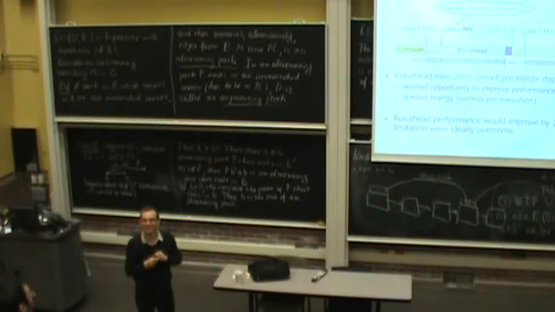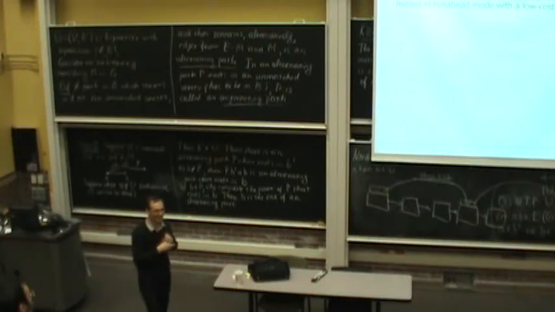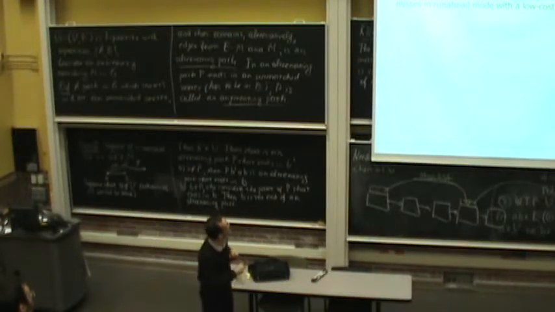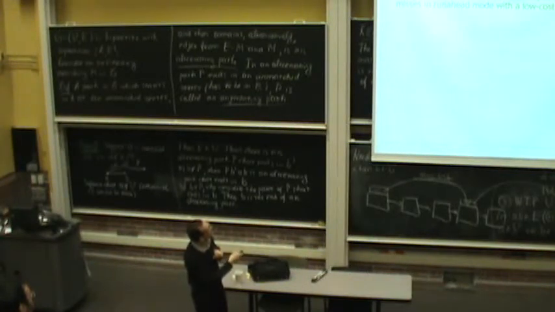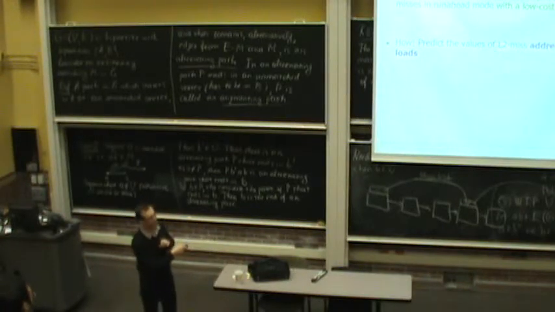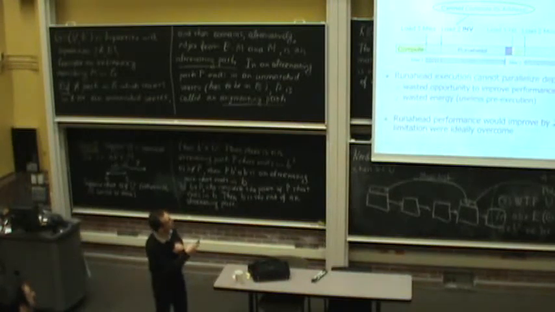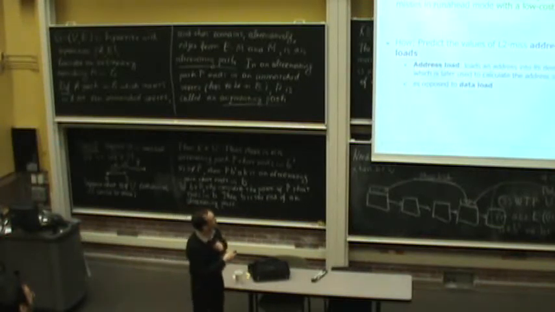Any idea? Predict the value. There you go. You could predict the value. And I'll let you figure out how to predict it. The idea is if you want to parallelize these two misses with a low-cost mechanism, you can predict the value of this L2 miss load. But you don't want to do it for all loads, perhaps, because only some loads actually lead to other loads computing their address. Let's call those address loads.